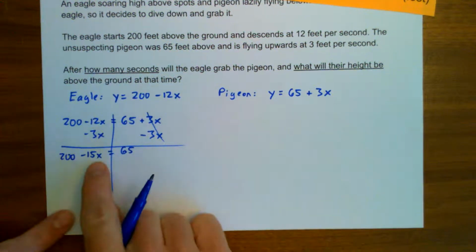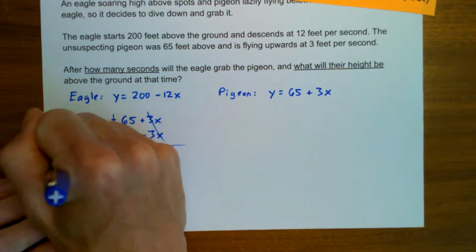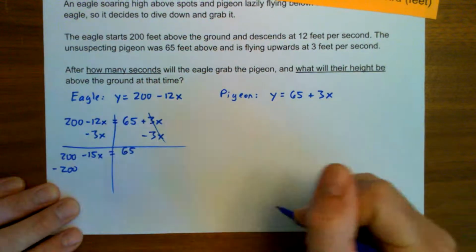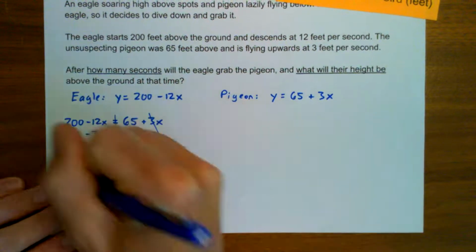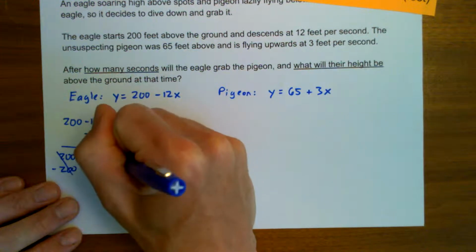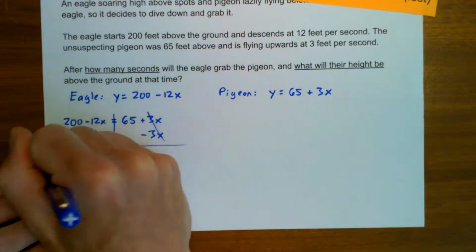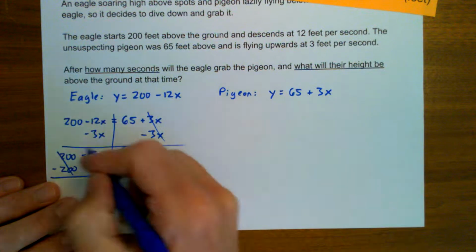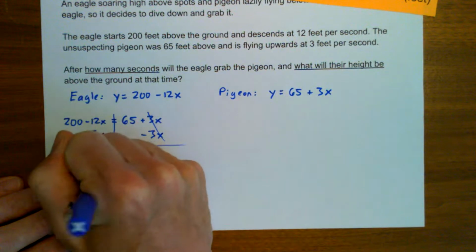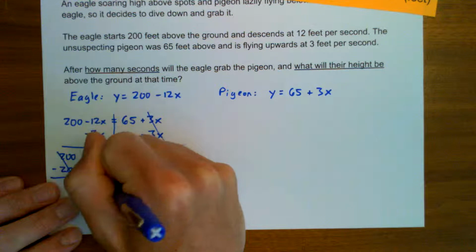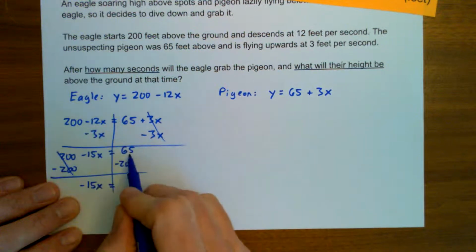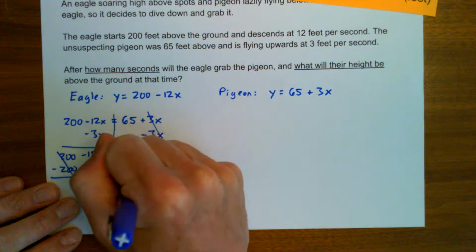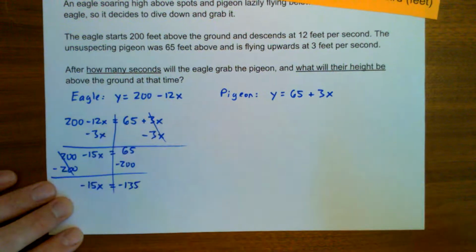Let's keep solving for x. So let's get x by itself. Let's get rid of that 200. The opposite of plus 200 is minus 200. If I subtract 200 from one side, I have to subtract it from the other side. And let's see what remains. 200 is gone, but I still have a negative 15x over here. And on the right-hand side, 65 minus 200 is negative 135.